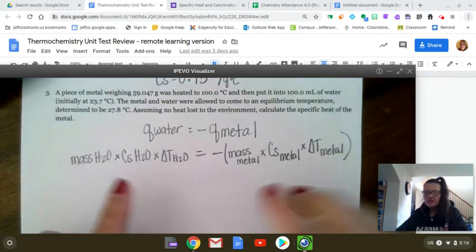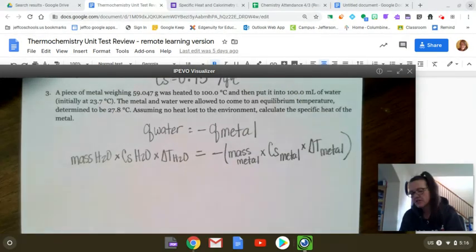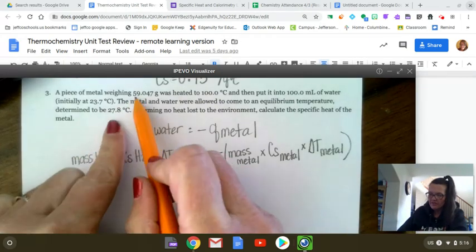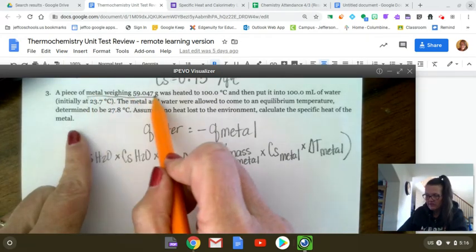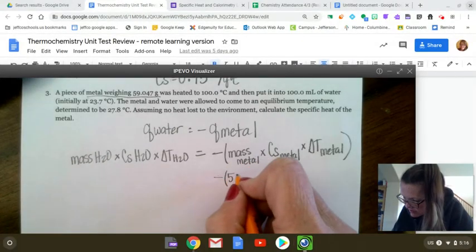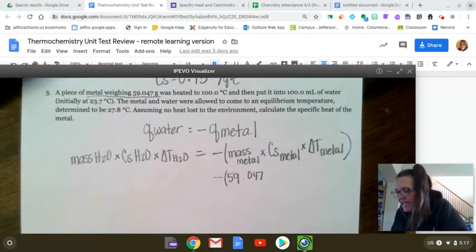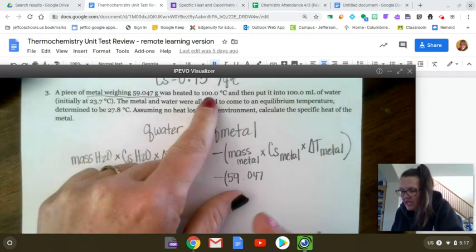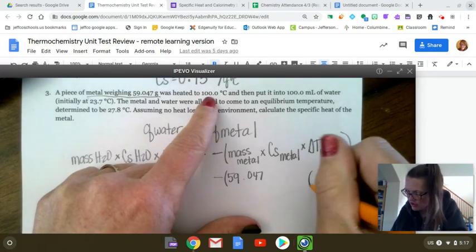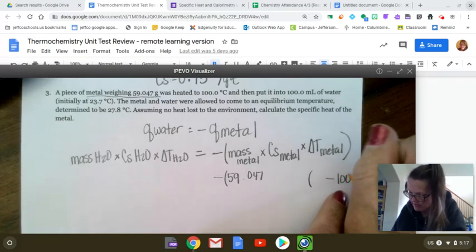Okay? So all I need to do is plug in the values that I have and solve for whatever is missing. So let's read this problem here and see what we're going to try to solve for. It says that a piece of metal weighing 59.047 grams, so metal is 59.047 grams, that's going to go over here. Was heated to 100 degrees Celsius. So that would be my initial temperature of my metal. So that's 100. So I'm going to put that there.